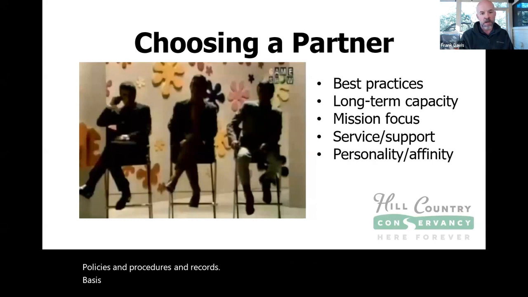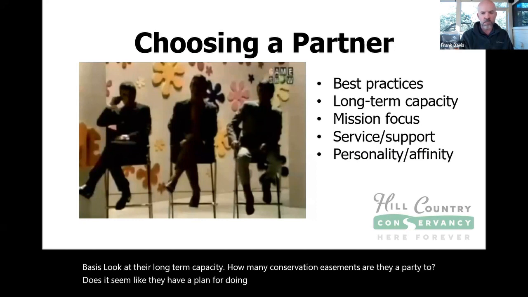Look at their long-term capacity. How many conservation easements are they a party to? Does it seem like they have a plan for doing that long term? Are they in this forever? That's a big thing.